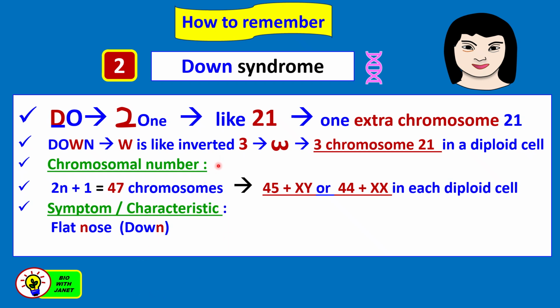Now let's go back to the chromosomal number. So the chromosome number will be 2n plus 1 because of the extra chromosome 21. So it becomes 47 chromosomes in each diploid cell instead of 46, which is the normal number. And if you divide up into the autosomes and sex chromosomes, it's all 45 autosomes plus XY or 45 plus XX. Now why 45? Because of the extra chromosome 21. Okay, instead of 2 chromosomes 21, the child has 3 chromosomes 21.